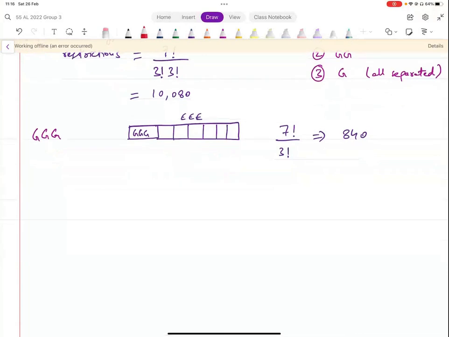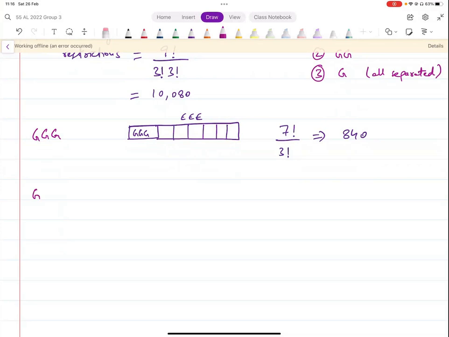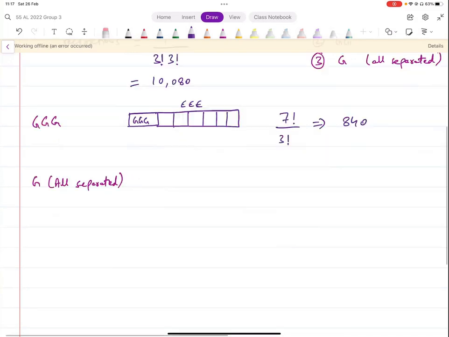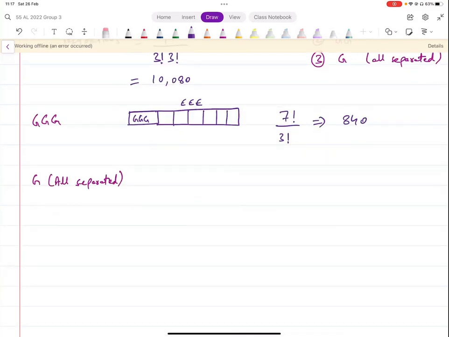Now, another possibility is that we want all G's separated, right? We want all G's separated. We would look at everything that is not supposed to be separated. How many letters do you have in total? There are six other letters apart from G. हम क्या करते थे? We would say कि अच्छा, हमने बाकी six को place कर दिया. Everything that does not need to be separated, we have them here.